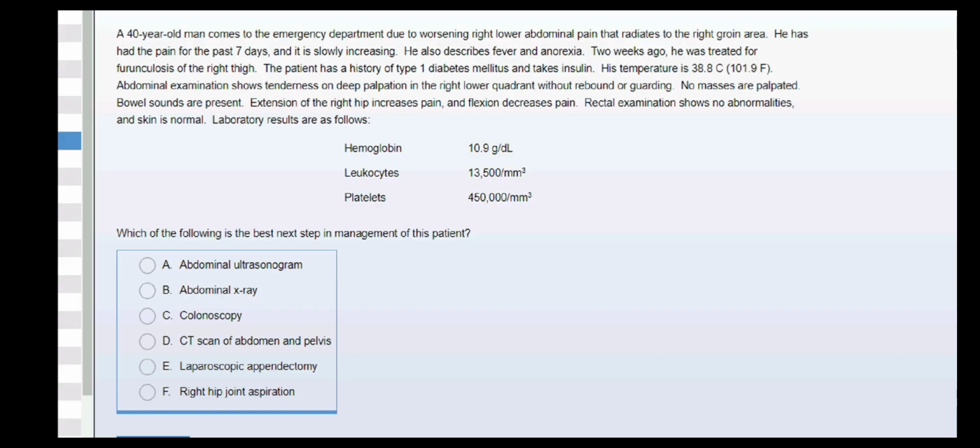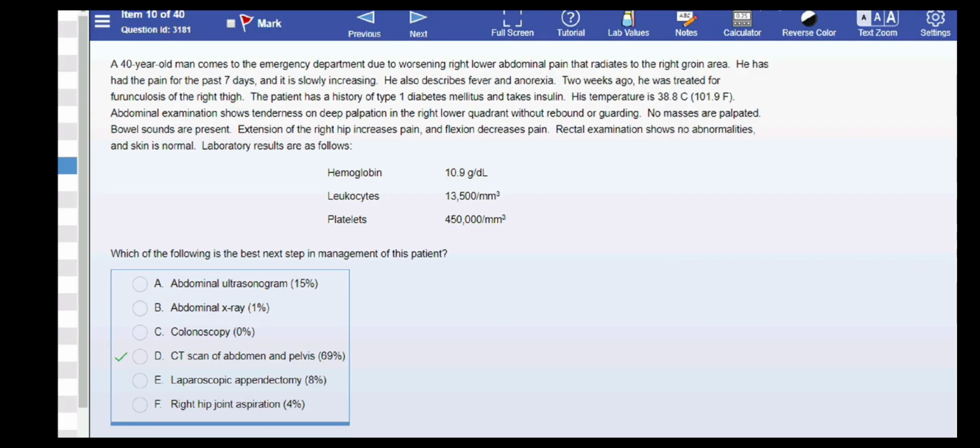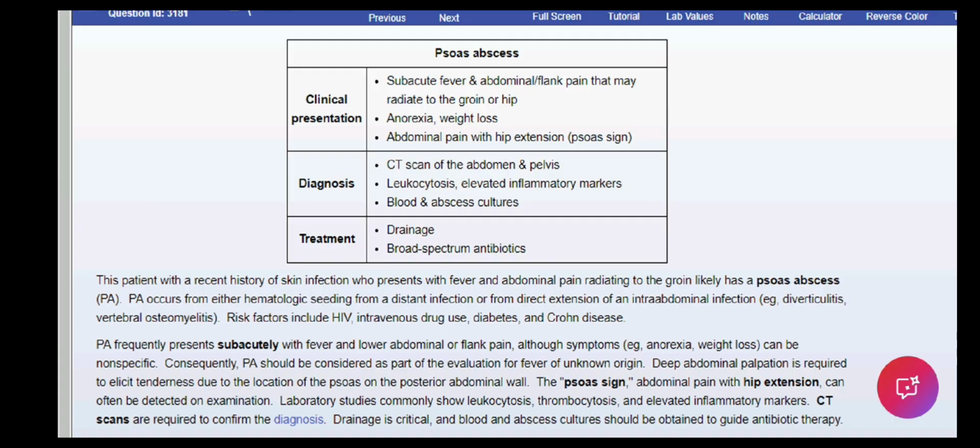Because we have an infectious site like folliculitis, and we have fever, and we have the psoas sign, the most important thing to do is a CT scan of the abdomen and pelvis, to look for a psoas abscess. Okay, let's talk about this. We will see subacute fever and abdominal pain radiating to the groin or hip, with anorexia, weight loss, and abdominal pain with hip extension. This is the psoas sign. The diagnosis is by CT scan of the abdomen and pelvis.